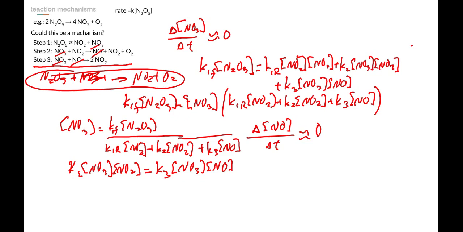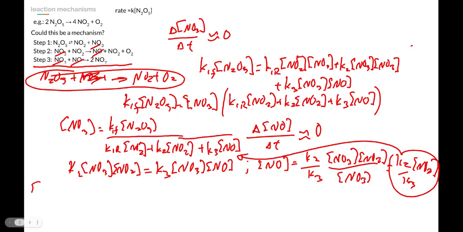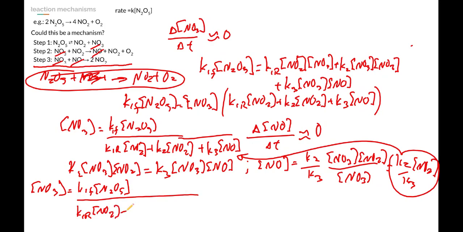Let's solve for concentration of NO. So concentration of NO is equal to K2 divided by K3 times concentration of NO3 times concentration of NO2 divided by concentration of NO3, which just works out to K2 over K3 times concentration of NO2. So now that we know what concentration of NO is, let's substitute this for concentration of NO in this equation. So concentration of NO3 can now be thought of as K1 forward times concentration of N2O5 divided by K1 reverse times concentration of NO2 plus K2 times concentration of NO2 plus K3 times concentration of NO. But that is now going to be replaced with K2 over K3 times concentration of NO2.